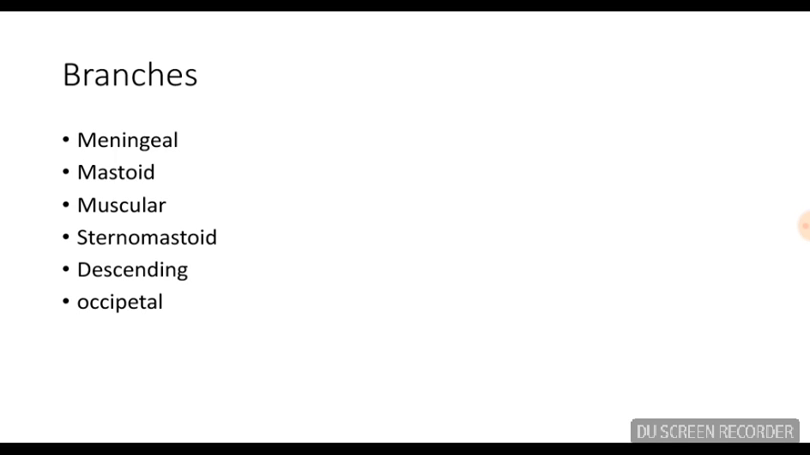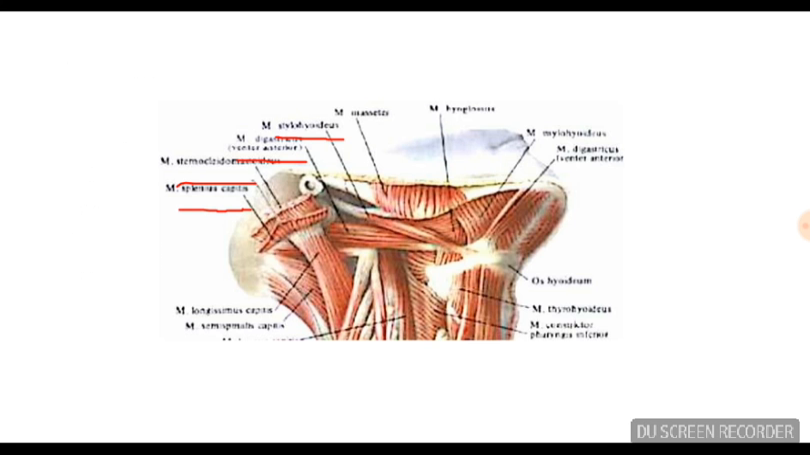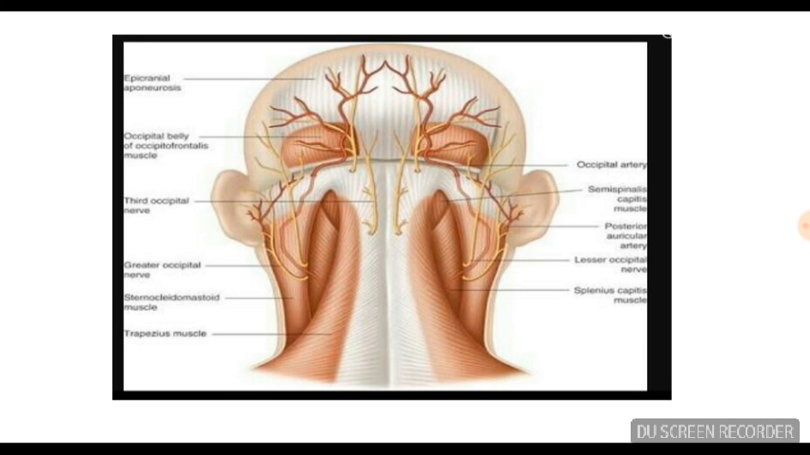The sternomastoid branches also supply the sternomastoid muscle. They are two in number. One of the branches is parallel to the accessory nerve branches. The descending branch of the occipital artery is the largest branch, and this passes through the trapezius muscle and comes out. The occipital branch supplies the occipital belly of the occipitofrontalis muscle.